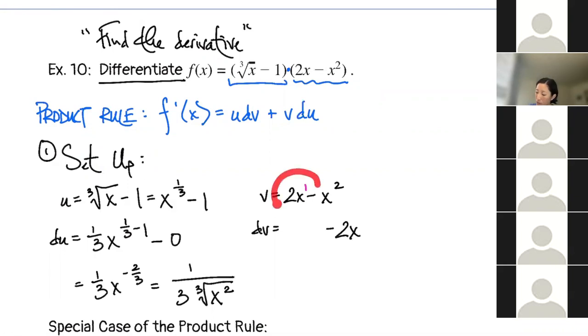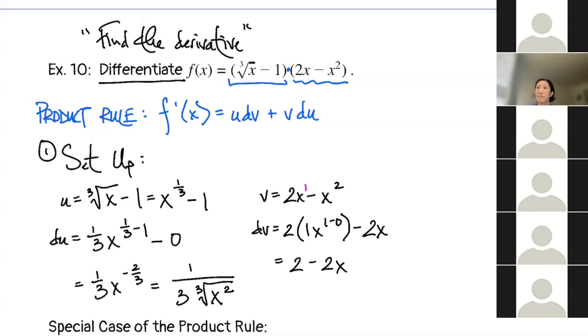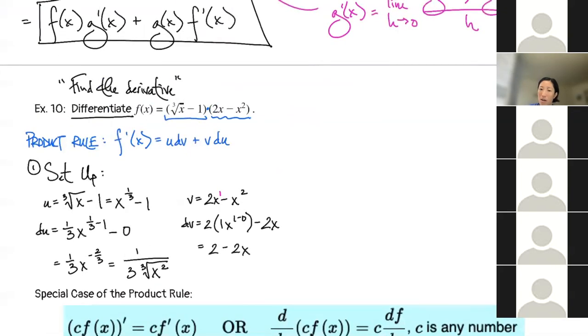But if we take a look at 2x, and I want to take the derivative and I'm not sure, why don't I just write out the power rule? So 2, 1x to the 1 minus 0. Yeah, which is 2 minus 2x. Exactly. And also let's think about this, 2x is a line. What's the slope of that line? Well, that slope is just 2, okay? So that's another way to confirm for yourself if that's the proper derivative or not, okay?